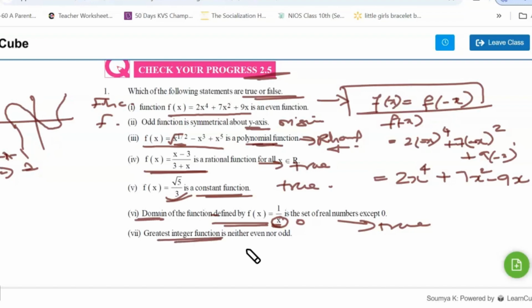The greatest integer function or the step function is neither even nor odd. The floor function, you can say. So this is true. Hope you understood why these statements are true or false. Accordingly, we have also given the reasons for them being true or false. Let's move on to the next question.